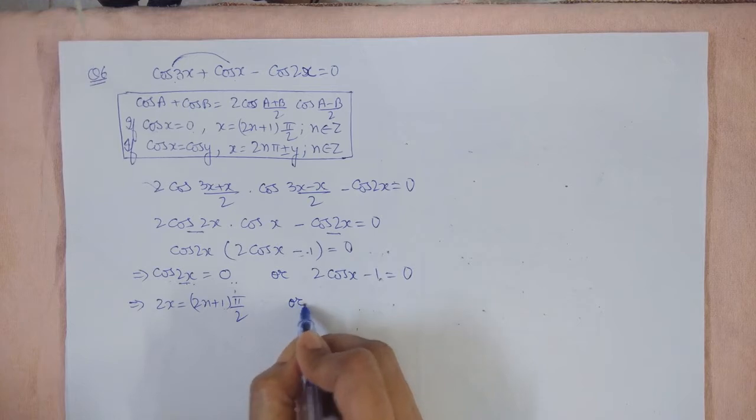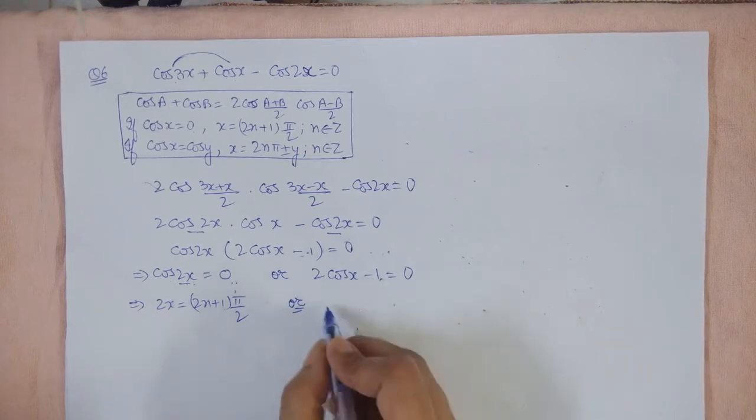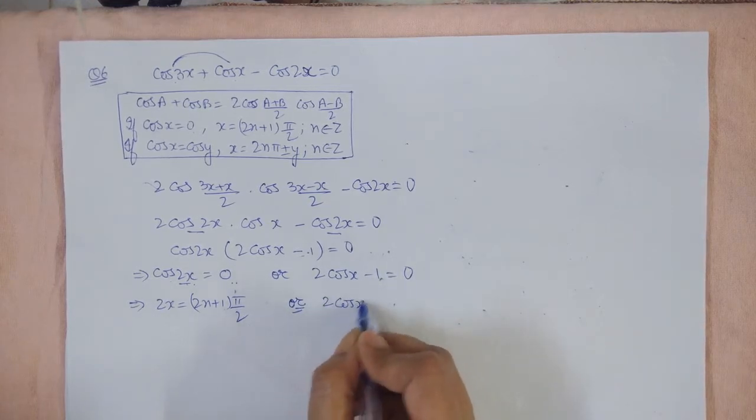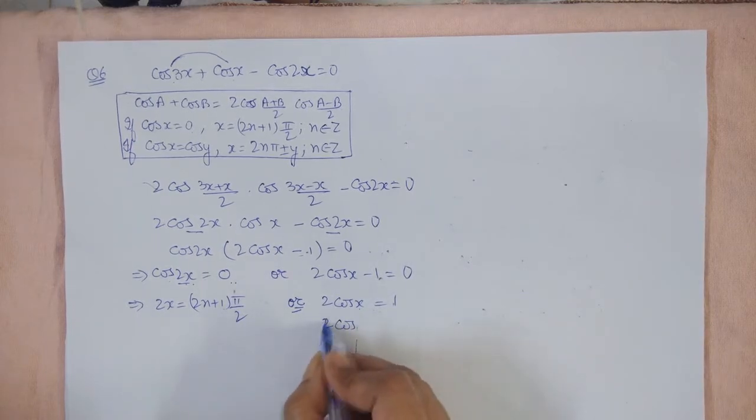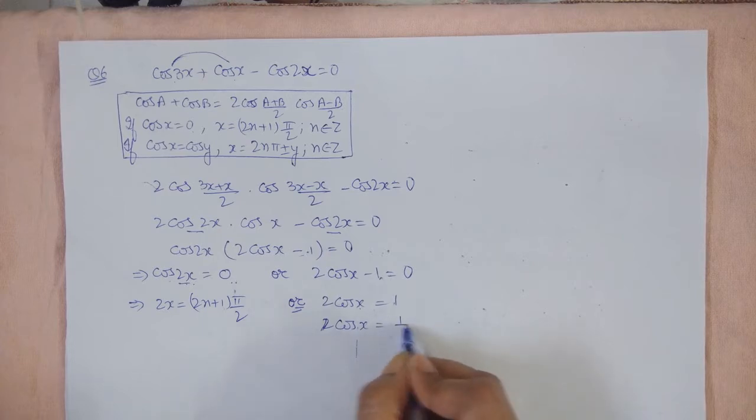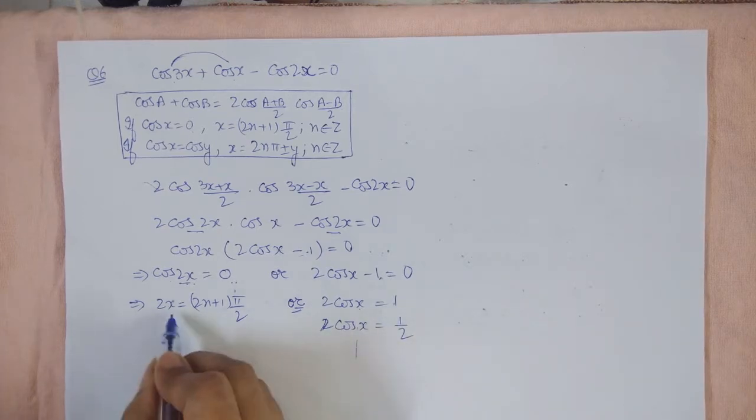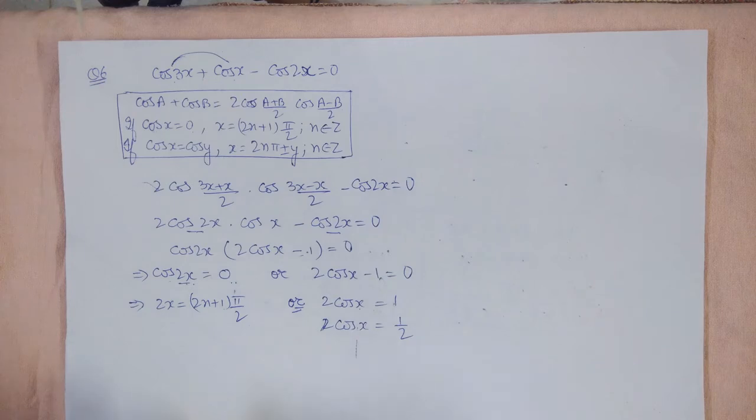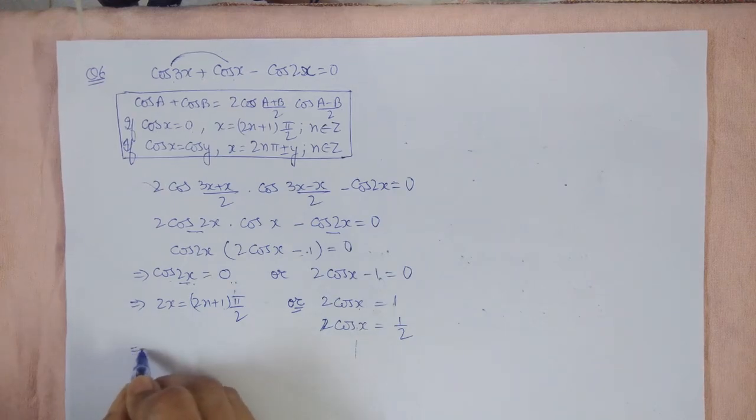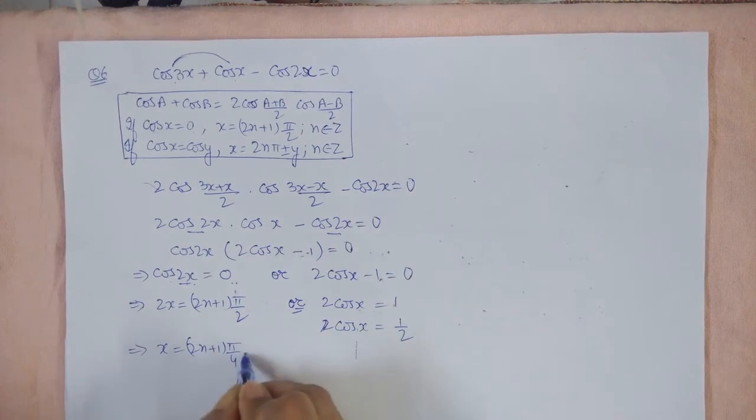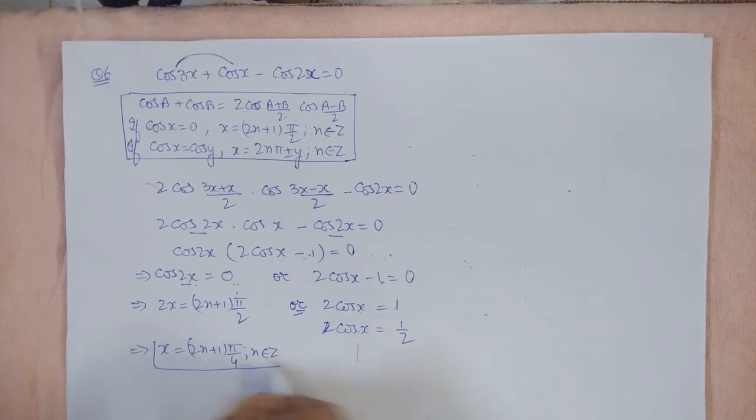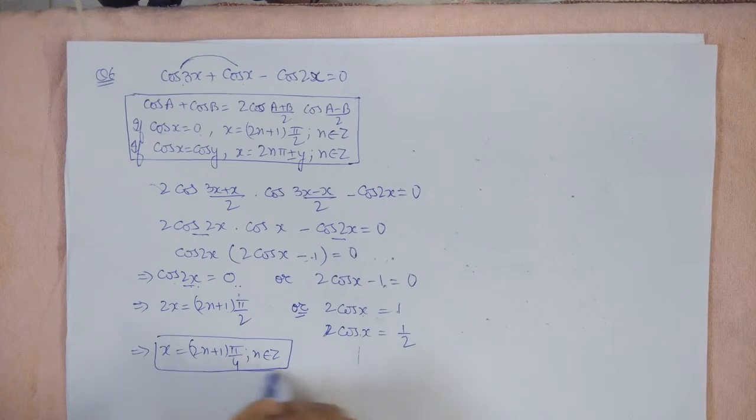Or, for this, it will become 2 cos x equals 1. So cos x equals 1 by 2. Now, according to the question you have to find the value of x. So from here x will be (2n plus 1) π by 4 where n belongs to integers. So this is one of the general solutions.